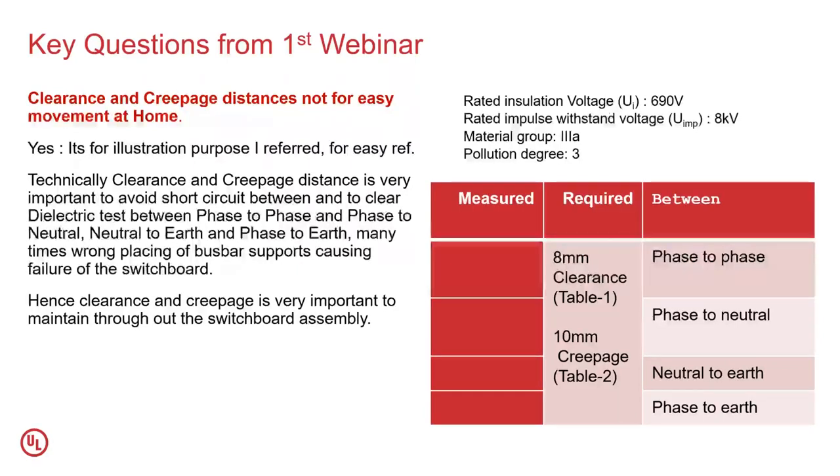What I mentioned as easy movement at home is only for reference. On the right side, for clearance and creepage distances, we require the insulation voltage of the switchboard, the impulse voltage of the switchboard, the material group, and the pollution degree. Based on that, Table 1 and Table 2 provide the minimum clearance and creepage we need to maintain inside the switchboard, which will be measured during evaluation. Hope I answered this question.